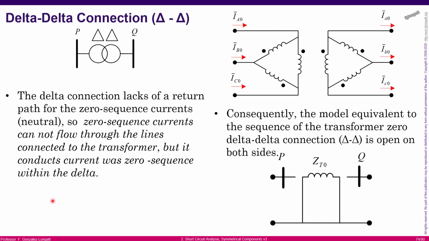Okay. One remark that I want to make is that in the delta-delta connection, there is no possibility of having zero sequence current here at the line. Yes, it is impossible, and that is the reason that we have an open circuit here. And also, it's impossible on the low voltage side, and that is the reason for the open circuit on the other side.